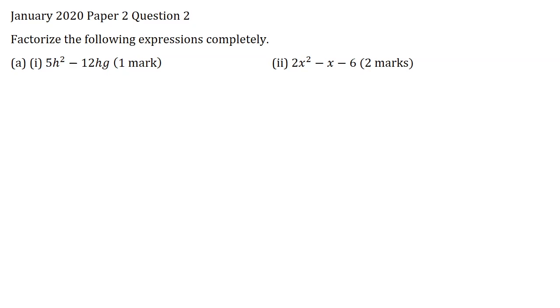In this video, I'll be solving January 2020, Paper 2, Question 2. Factorize the following expressions completely. Part A1, 5h squared minus 12hg for 1 mark.